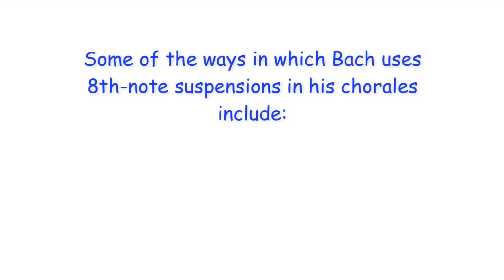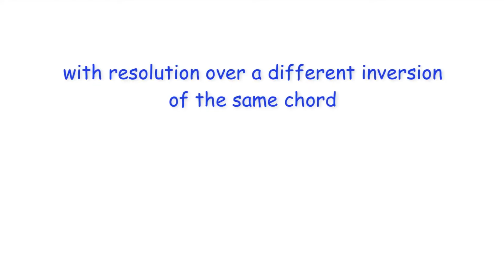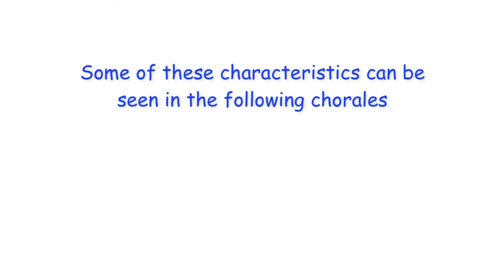Some of the ways in which Bach uses 8th note suspensions in his chorales include as tied notes, as repeated notes, prepared by a non-harmony note, with resolution over another chord, with resolution over a different inversion of the same chord, and as a suspension chain. Some of these characteristics can be seen in the following chorales.